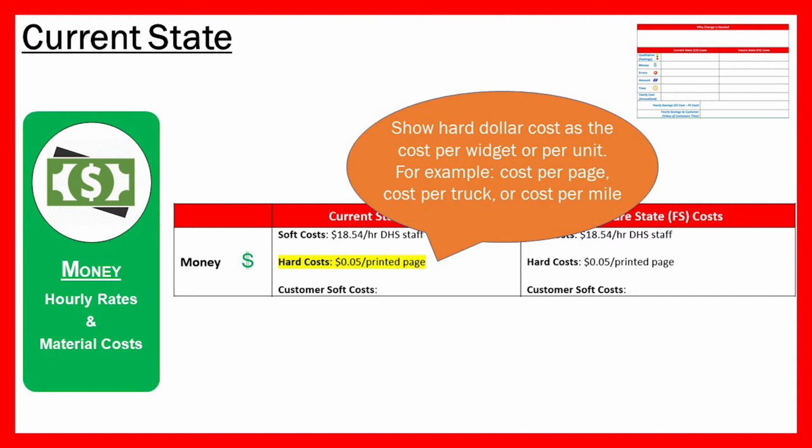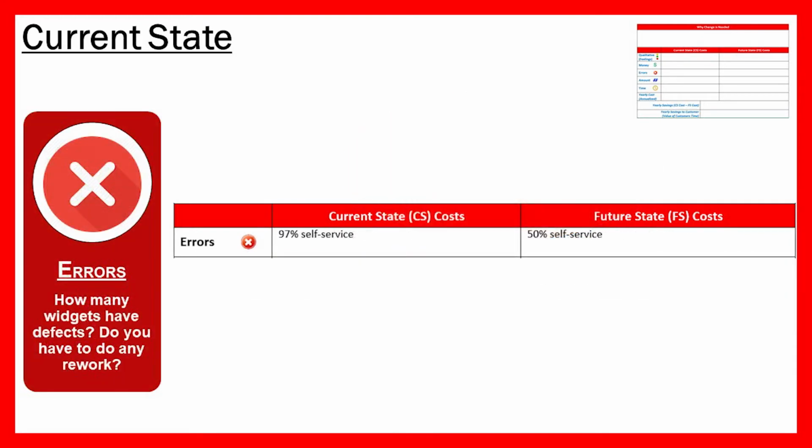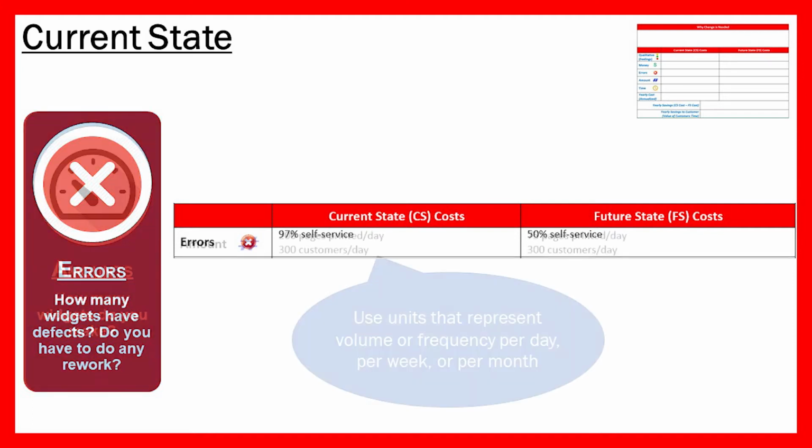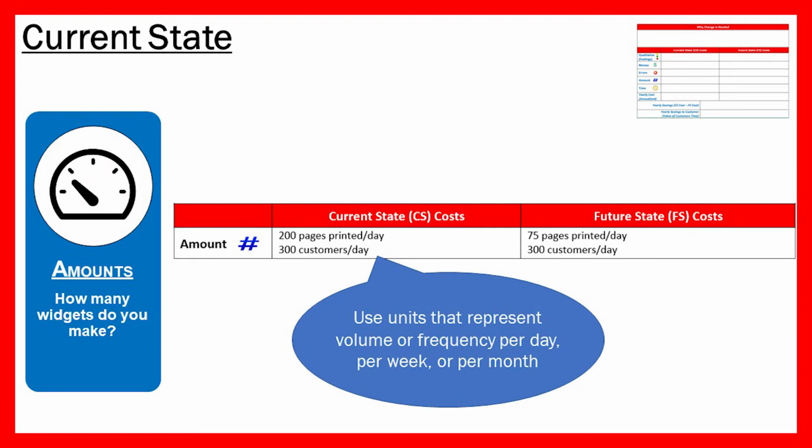Errors are a reflection of what number or percent of the current amount is completed in error. Errors include process steps or widgets requiring rework, having defects, or not completed correctly the first time. The amounts section is all about the frequency of the process or widgets produced. This section should show how many times you do the process or how many widgets you produce.